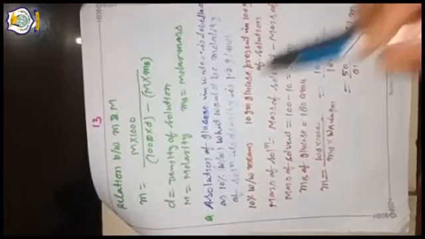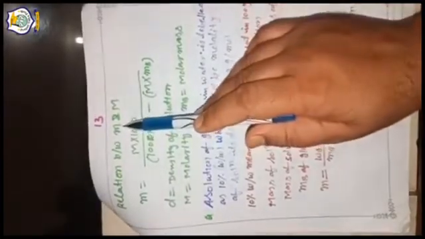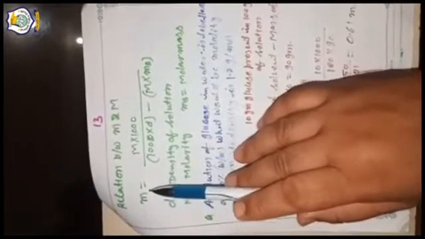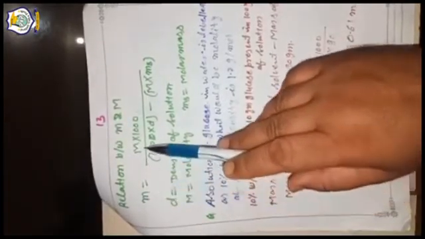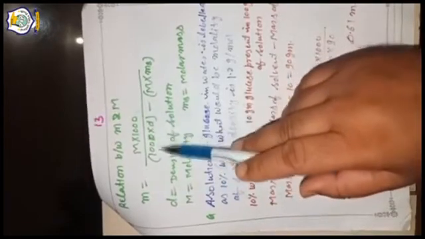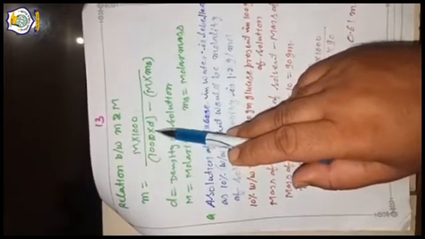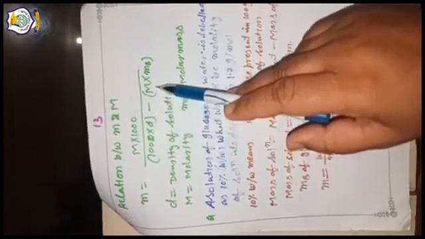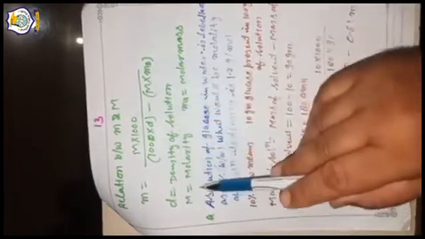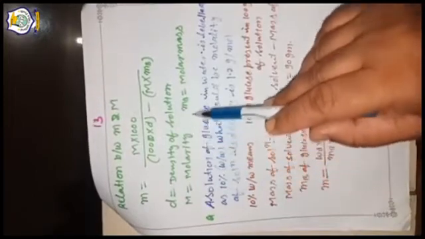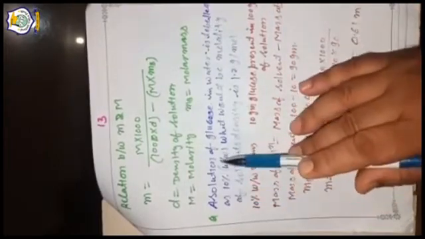The relation between the molality and molarity: for this purpose this formula is used. m equals capital M into 1000 upon D minus capital M into MB. D equals density of solution, M equals molarity of solution, MB equals molar mass.